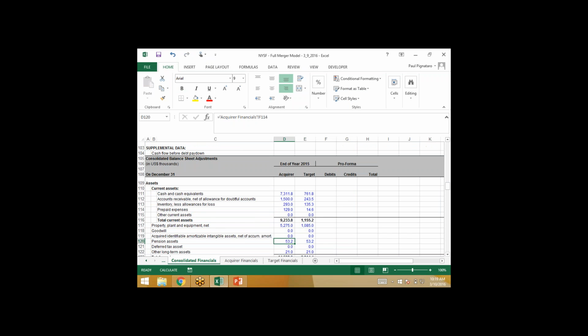Let me just go over it. There are several columns. One is the acquirer column, one is the target column. We're going to lay them out side by side, and we're going to make the respective adjustments in the total column. This will be our pro forma. This pro forma is after the formation, and that's going to be used as our final balance sheet to make projections, things like that. Using Alt-E-S. Yep, and then F.